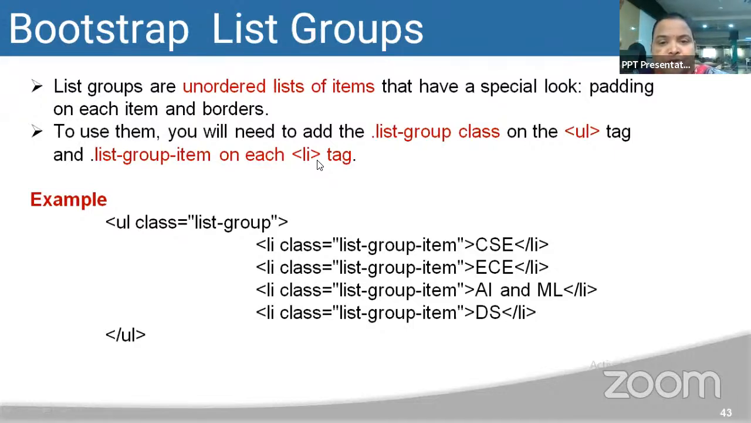For the list purpose, we are using the class called list-group, which is used to group the list. The list-group class is applicable on the ul tag, and then list-group-item is applicable for the li tag. Two classes. These two classes are not available in plain HTML. Only ul and li are available, and the extra things come from the Bootstrap classes. Right?